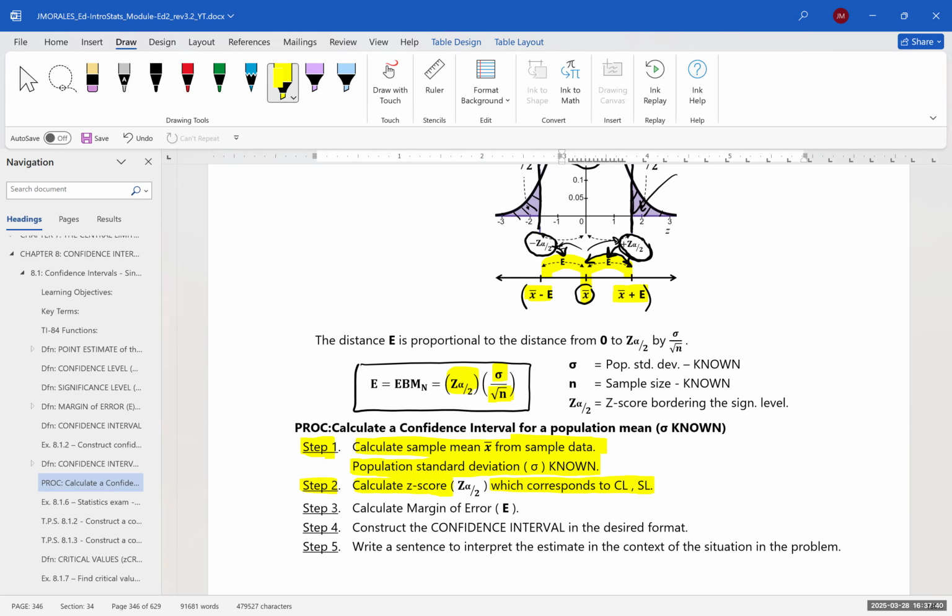And now that you've got everything on the right-hand side of the equation, you can now simplify that, and that'll tell you what the error is. So you can calculate the margin of error. Then step four, you construct the confidence interval in whatever desired format you want. Step five is to write a sentence to interpret the estimate in the context of the situation in the problem.